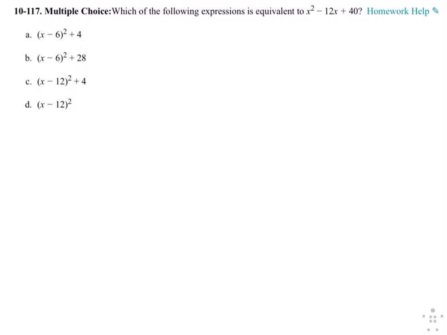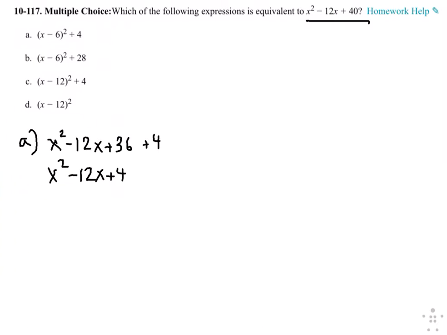Okay, 117, which is equivalent to that. So let's just work through them and see, right? X minus 6 squared, that's x minus 6 times x minus 6. That's x squared minus 12x plus 36, and then I have the plus 4. So that's x squared minus 12x plus 40, which is the same.